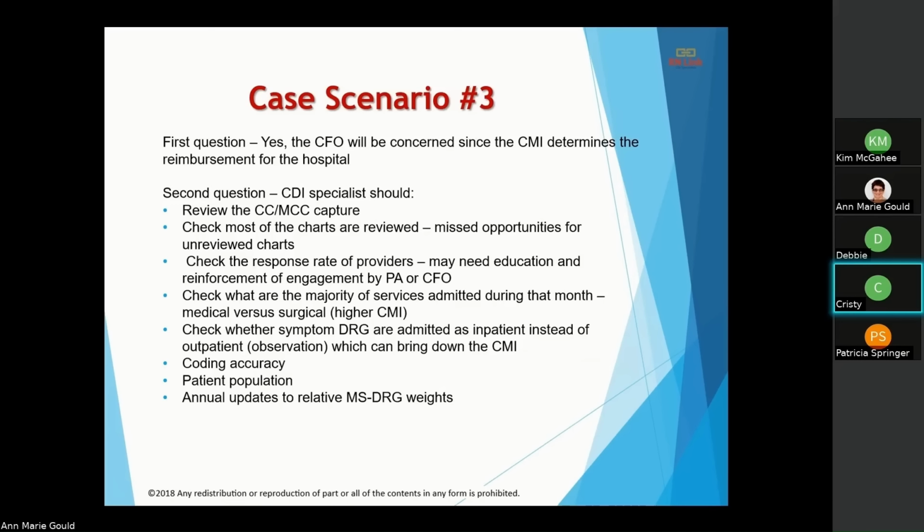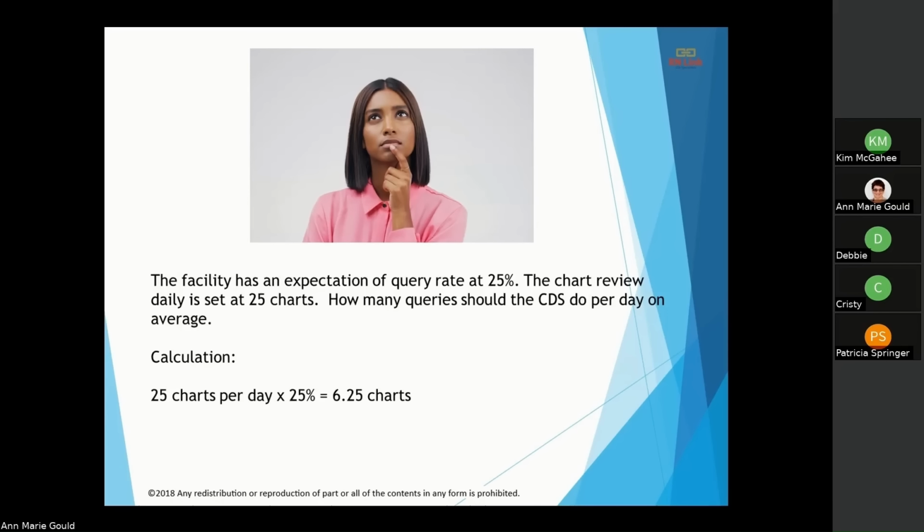All right, very good. The facility has an expectation of a query rate of 25%. The daily chart review is 25 charts. How many queries should the CDS do per day on average? So I just put the calculation here. If you have 25 charts per day times 25%, that is equal to 6.25 queries that you should do per day. But on a Monday, you're not expected to do that.